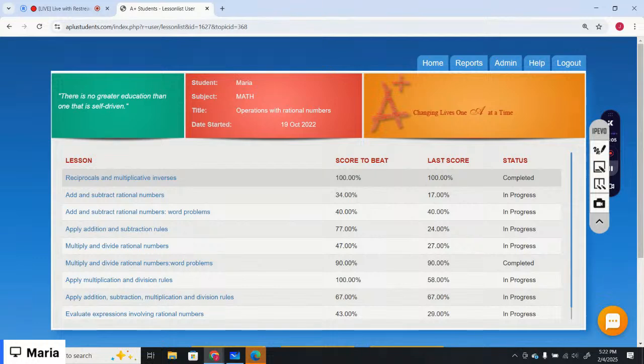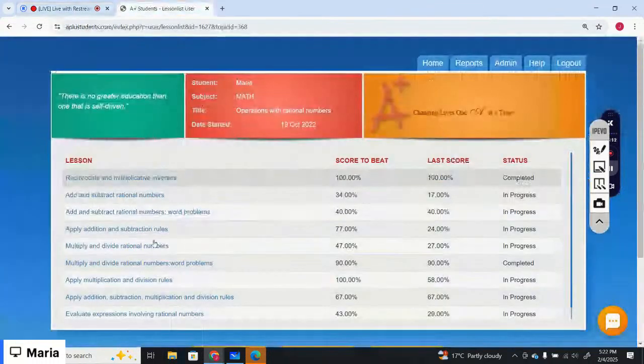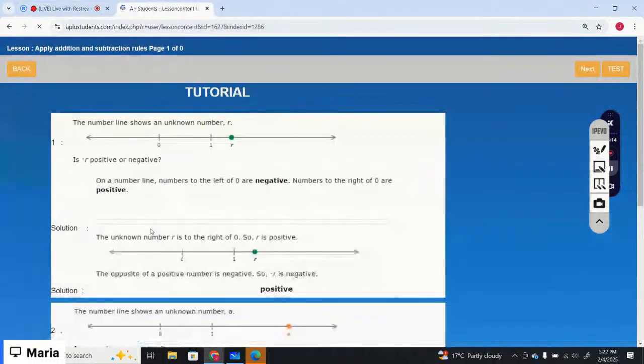Let's just move on to the next lesson. That is apply addition and subtraction rules. Let's just start with the lesson.